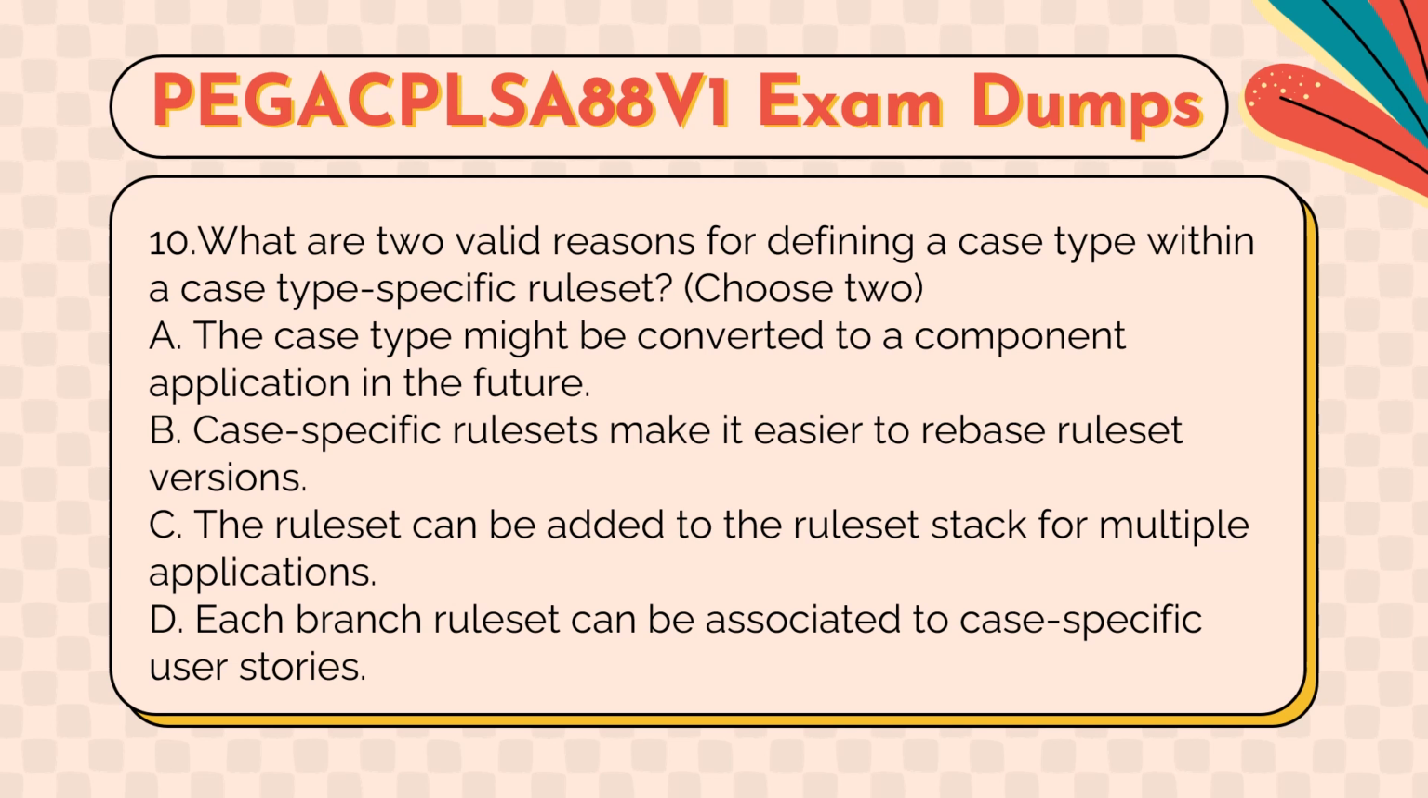10. What are two valid reasons for defining a case type within a case type specific ruleset? Choose 2. A. The case type might be converted to a component application in the future. B. Case-specific rulesets make it easier to rebase ruleset versions. C. The ruleset can be added to the ruleset stack for multiple applications. D. Each branch ruleset can be associated to case-specific user stories.